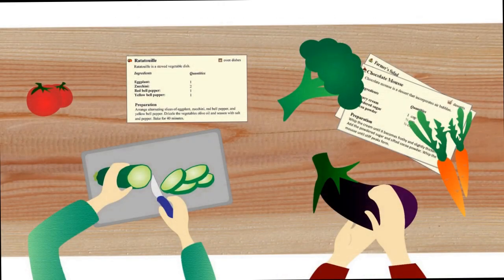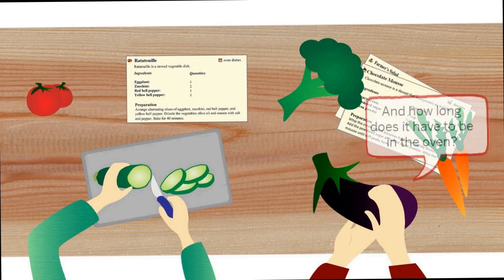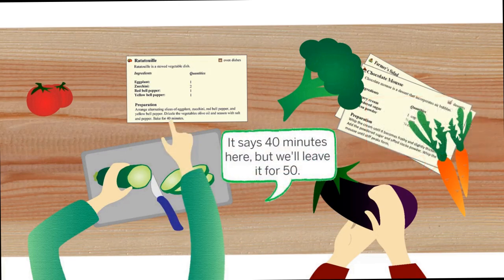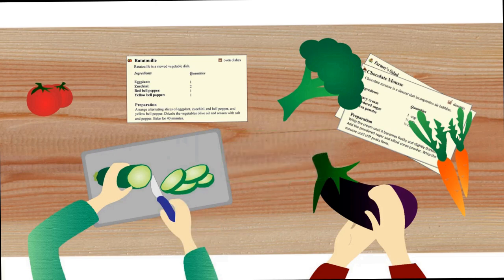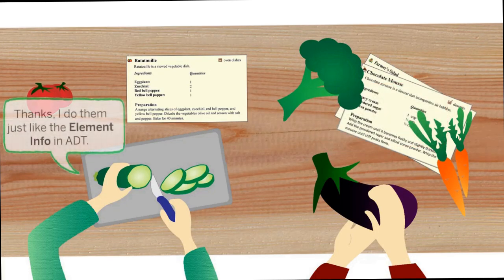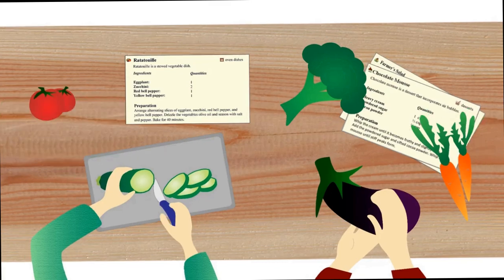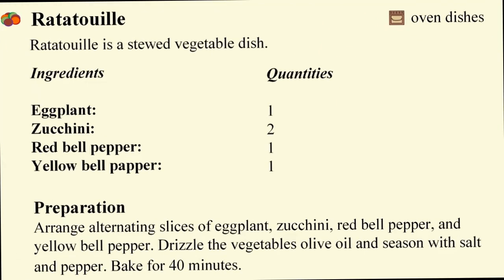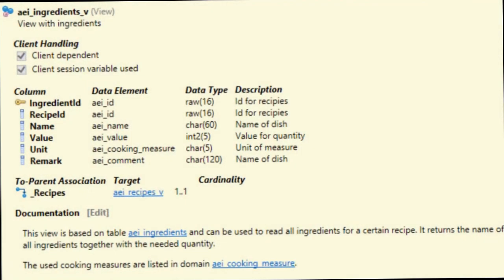One of the friends is asking how much time we have to keep it in the oven for the dish to be ready. He says, yeah, it says it is 40 minutes, but we can leave it for 50. And the recipe card looks really good, an amazing design. Yes, thank you. I designed it just like the element info in ADT. So let's compare it with our design in ADT.